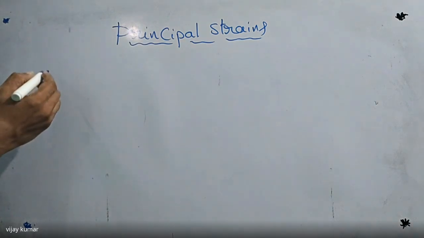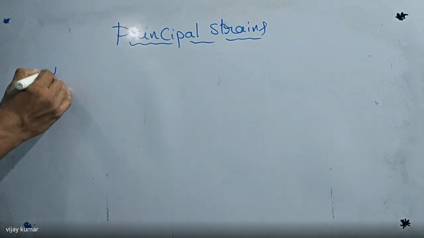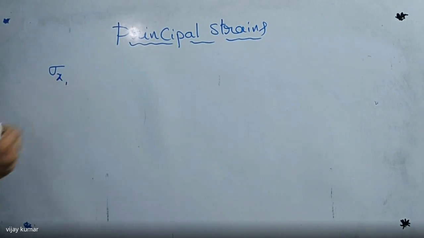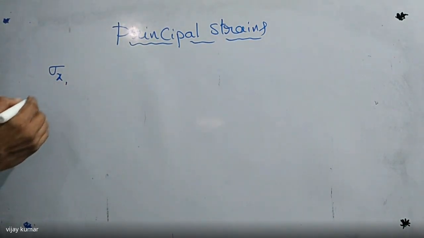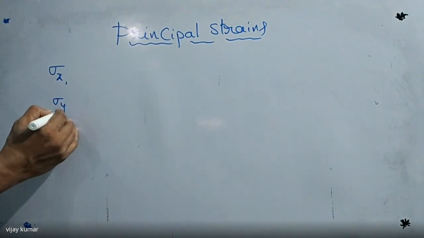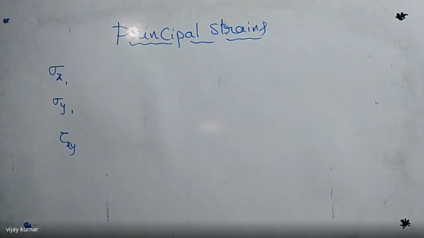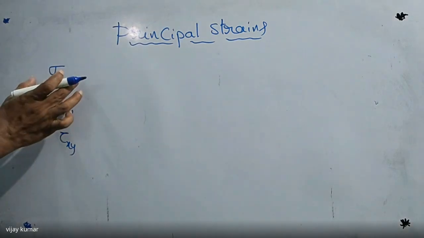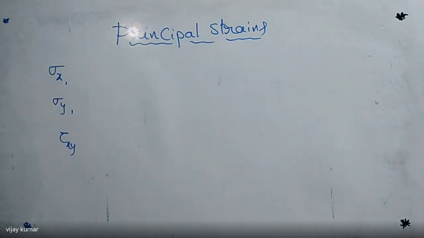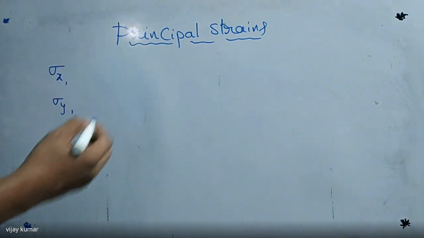In case of principal stresses, we are using the notations like this. Sigma x is stress along the x-axis, sigma y is stress along the y-axis, and tau xy is the shear stress value in a two-dimensional state of stress, which has two normal stresses and one shear stress.